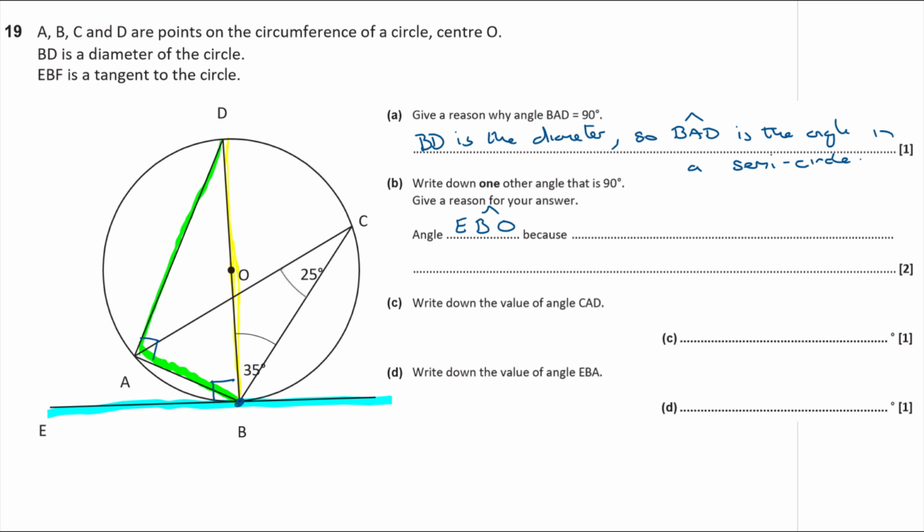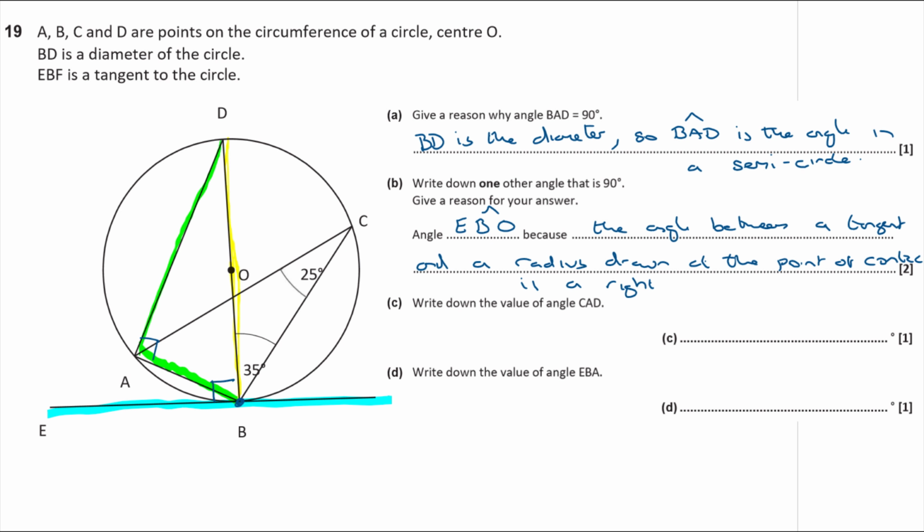Okay, EBO or EBD would be the same as well, because the angle between a tangent and a radius drawn at the point of contact is a right angle.